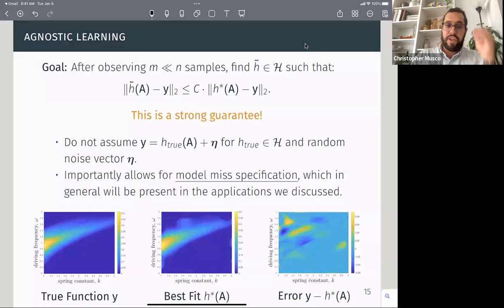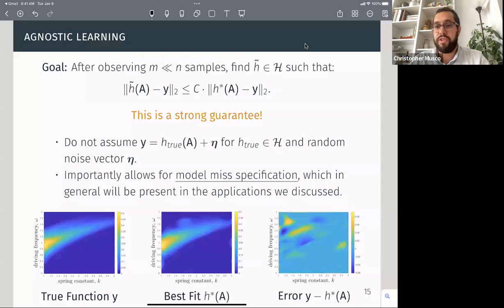As I said, we don't make any assumption that Y equals some true hypothesis from the class plus noise. Why do we care about this? Is it a bit overkill to ask for this sort of strong guarantee? I think it's very well motivated in most of the applications I talked about, where we expect model misspecification. We're trying to approximate a low-dimensional function by, say, high degree polynomials or Gaussian process models or Fourier functions. We don't actually believe that the solution of this differential equation, the quantity of interest, is a low degree polynomial. It's just some relatively smooth function in high dimensions. Similarly, we don't believe the trade-off between reaction parameters and the efficiency of the chemical process is actually a low degree polynomial. It's going to be some other function, which we just hope is well approximated by it. So it allows for model misspecification.